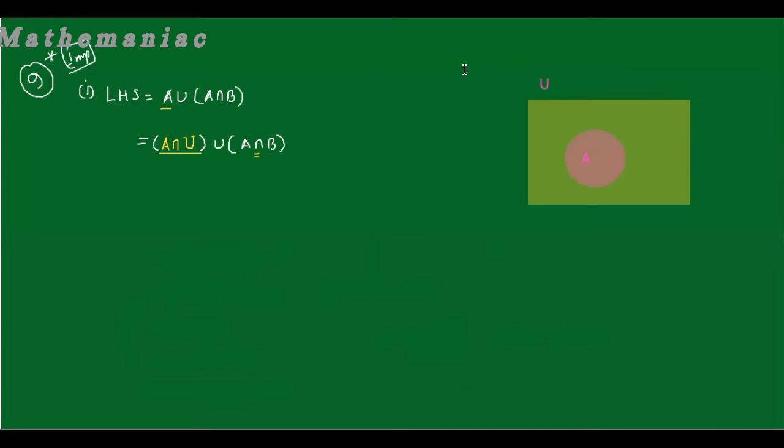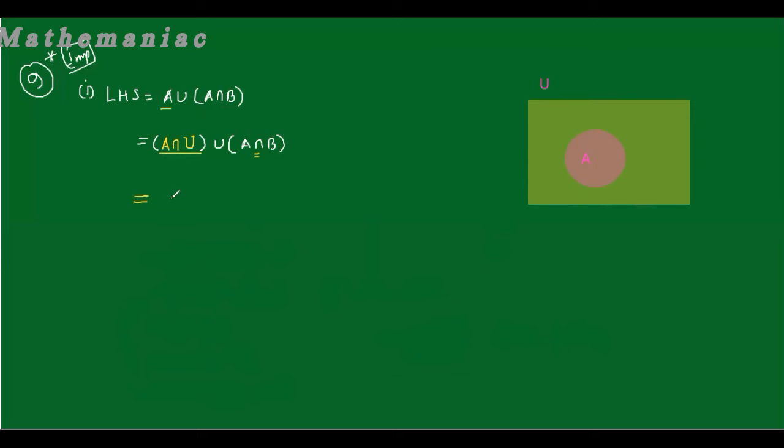Now, from the figure only, try to see the intersection of this with this. Which part will be there? A is only there, right? Because the common part of A with U is A itself, right? So instead of A, I can write A intersection U.